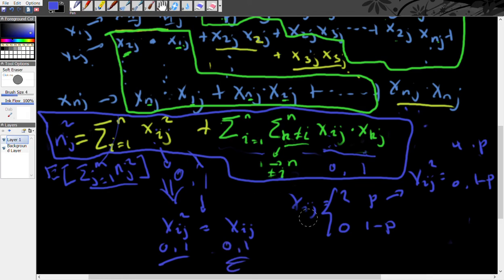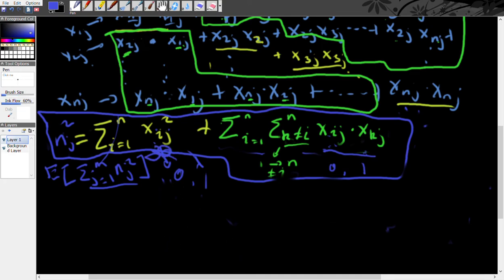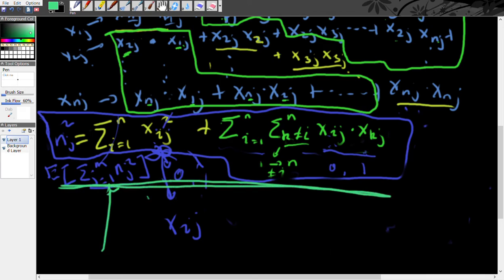Let me just erase this. This is not important anymore. So this is equal to xij. I guess I should just say that we can cancel out. Yeah, there you go. So this is a summation. I'm not sure if you can see the cursor. I might have removed it, so let me use a different color. So this is the summation that we've come down to for nj squared.